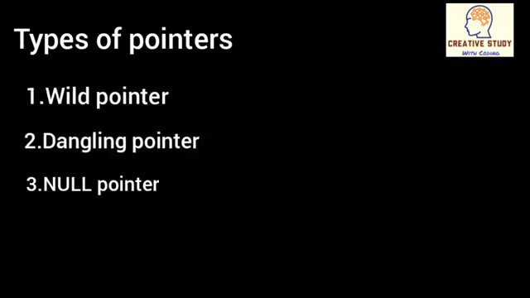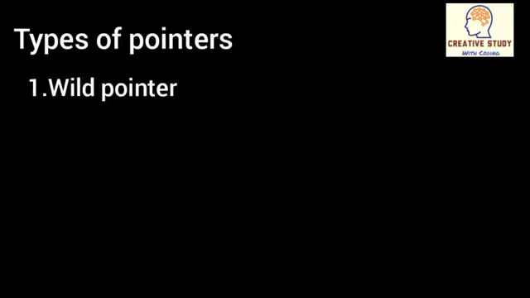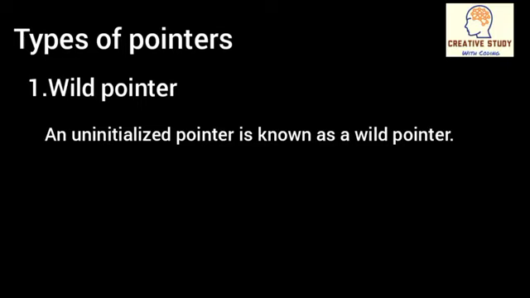Now let's see types of pointers. It is of 4 types: wild pointer, dangling pointer, null pointer, and void pointer. Let's learn what is wild pointer. We've learned in this video about it that an uninitialized pointer is known as wild pointer, and it's a type of error that occurs when pointer is not initialized. So to avoid it, do initialize the pointer.